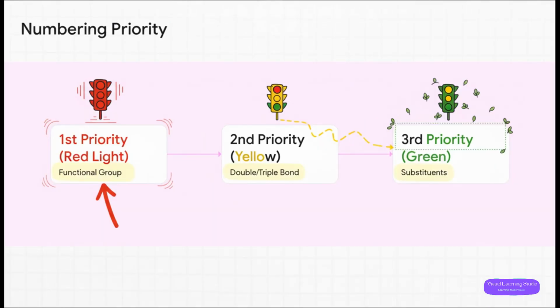Forget about memorizing some long, boring list of rules. Just picture a traffic light. What's the most important light? Red, right? It makes you stop. Well, in chemistry, your functional group is the red light. It's the boss. It gets top priority and the lowest number, period. The yellow light, that's for double or triple bonds. And the green light, your last priority, that's all the other little branches hanging off. Simple, right? The red light always wins.